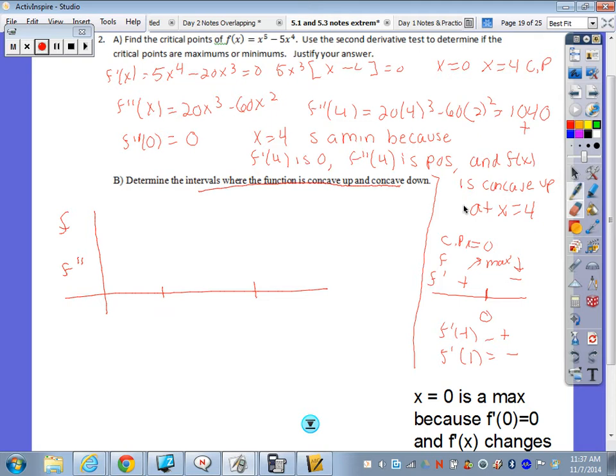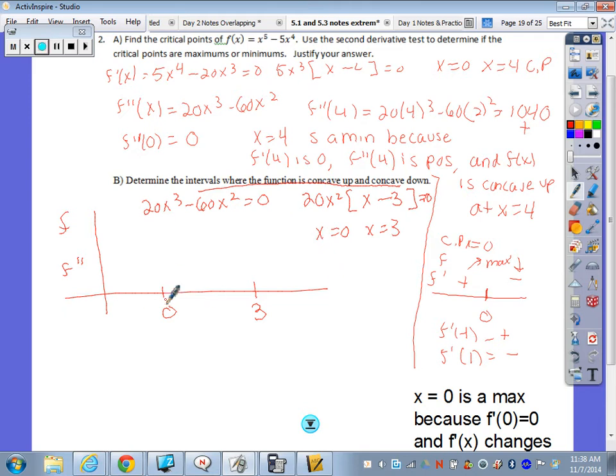So come back up here. I'm going to set my second derivative, so 20x cubed minus 60x squared, equal to 0. I'm going to factor out a 20x squared, and that gives me x minus 3 is equal to 0. So my two critical values where the second derivative is 0 are 0 and 3. So that's what I put on my number line for the second derivative.